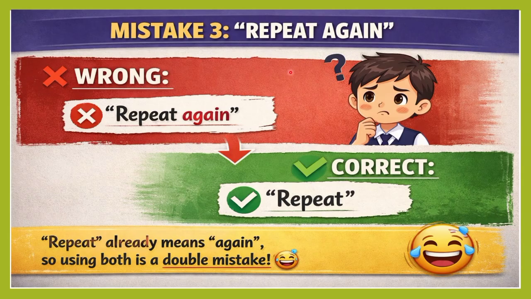Now here's another very common mistake, which is repeat again. The word repeat itself already means to do something again. So adding again is unnecessary and grammatically incorrect. So using both, like "repeat again," is a double mistake. It's like saying again, again. So the correct way of saying is simple.